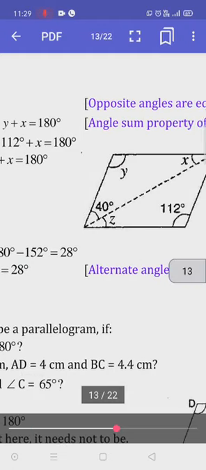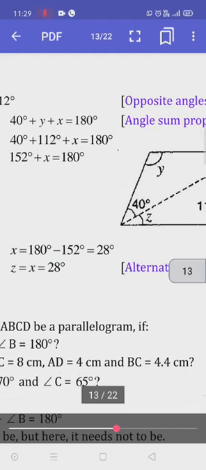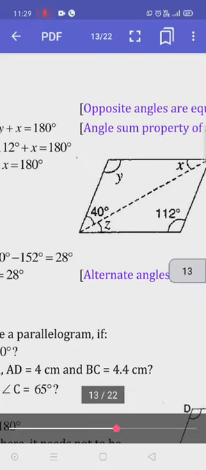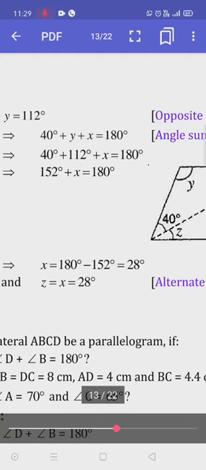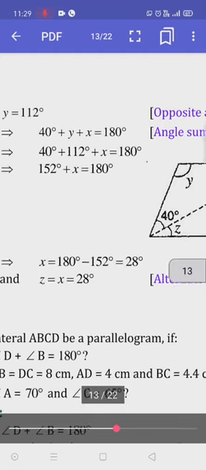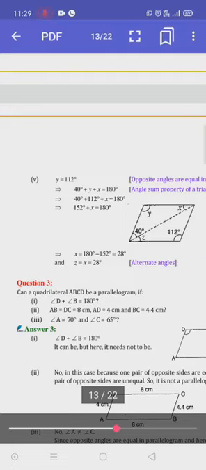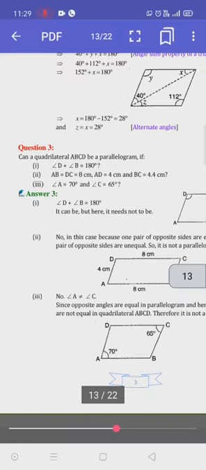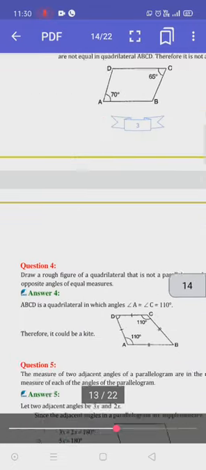So first we got x equal to 28. Now what is the relation between x and z? These are alternate interior angles, because in a parallelogram opposite sides are parallel and this diagonal is playing the role of a transversal. So x and z are equal. The value of x is 28, so z is also 28. So this was the second question. My dear students, the third is very easy, you can solve it on your own.